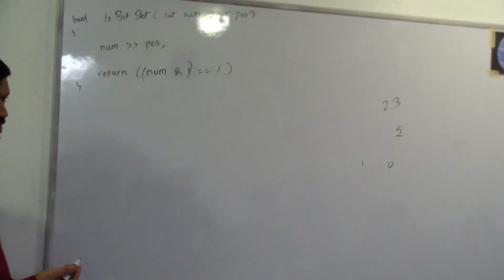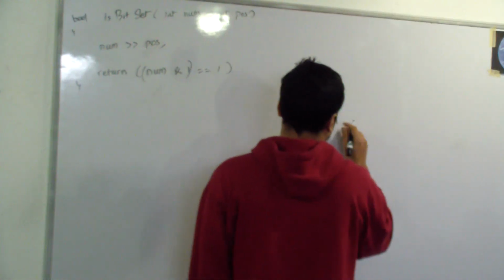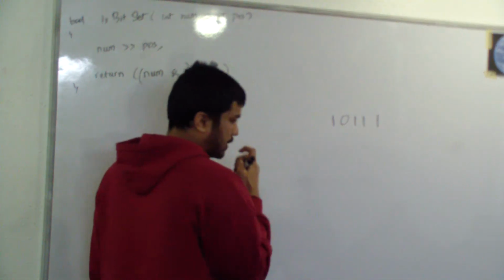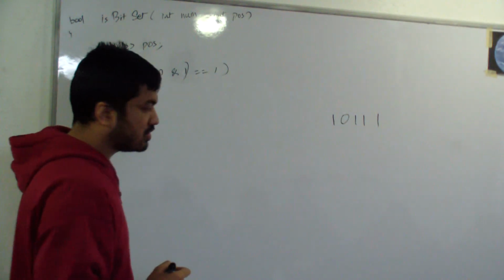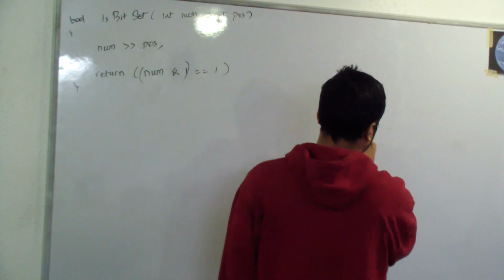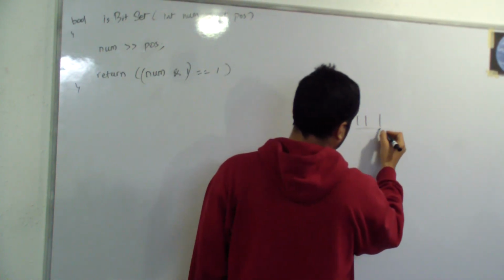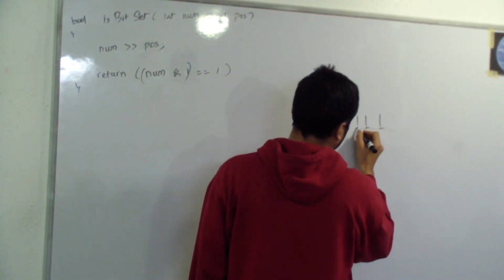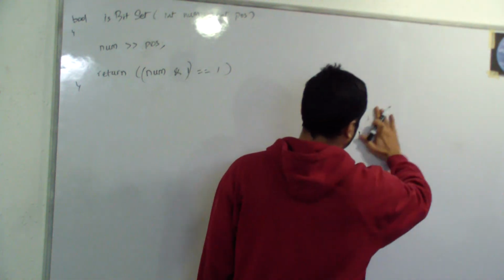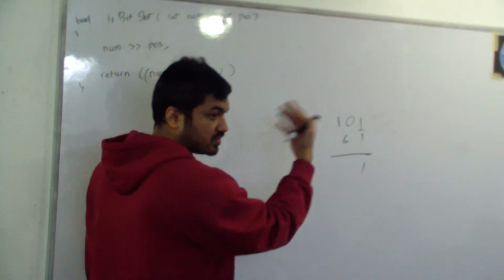Can we do a trial? This is 23. Let's say you want to check the third position bit. You shift by 1, this will go away, shift by 2, this will go away, shift by 3, it will come to here. Then you AND with 1. If it is 1, it is set. If it is not, then it's not set.